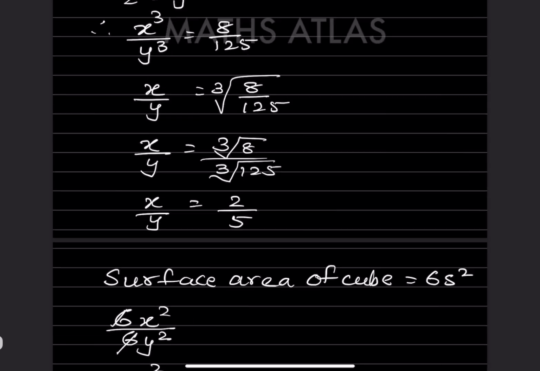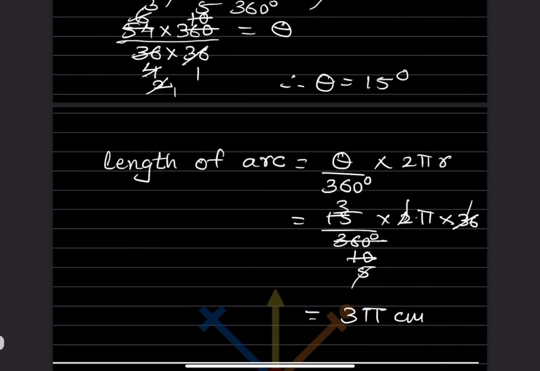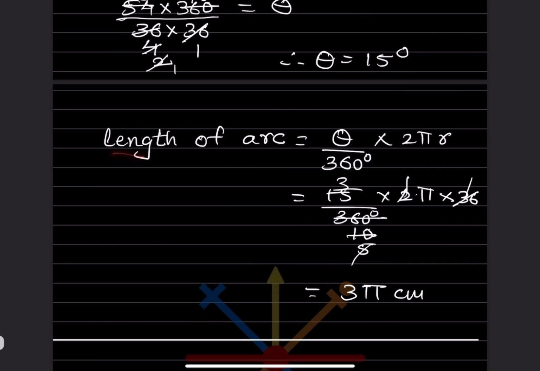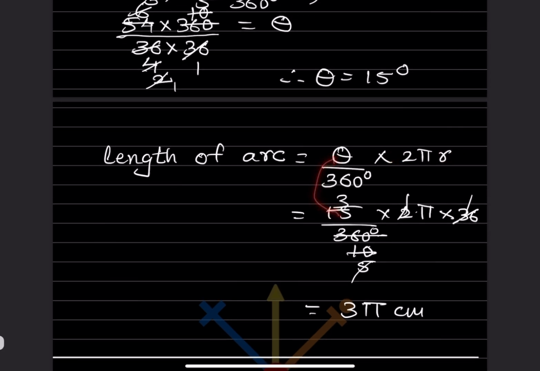But we don't want this one, we want the length of the arc. So now we will use the formula, the length of the arc is theta by 360 into 2 pi r. See here, whenever there is area, it is going to be pi r square, and whenever it is the length, it is going to be 2 pi r. We already got theta, so theta is 15, rest all is the same, and r is 36.